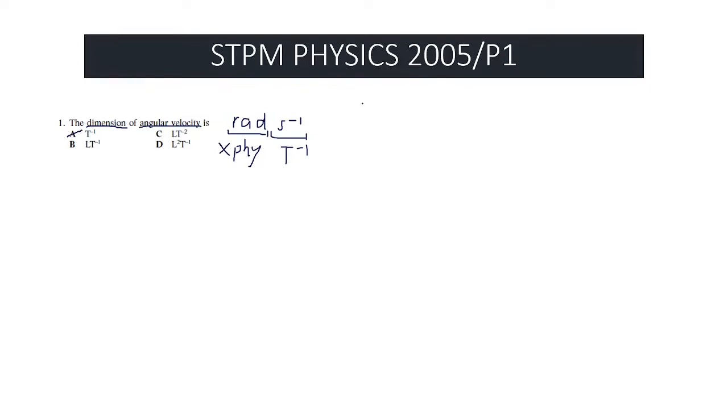If you don't remember the unit, you can always find it out from the related formula. For example, v equals r omega, and v is a velocity, so it has a unit of meter per second, and r is the radius, so it has a unit of meter. By dimensional analysis, the omega here, which is the angular velocity, must have a unit per second. So this also gives us our answer, T to the minus 1.